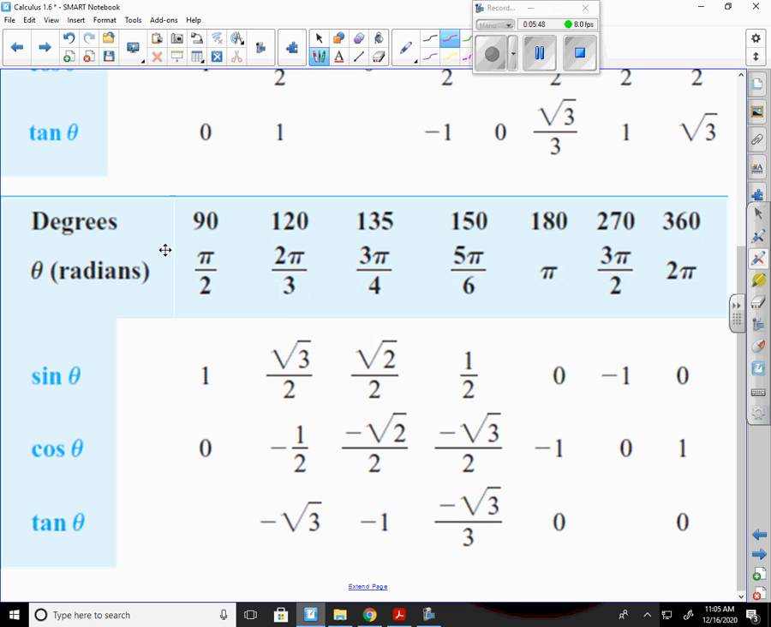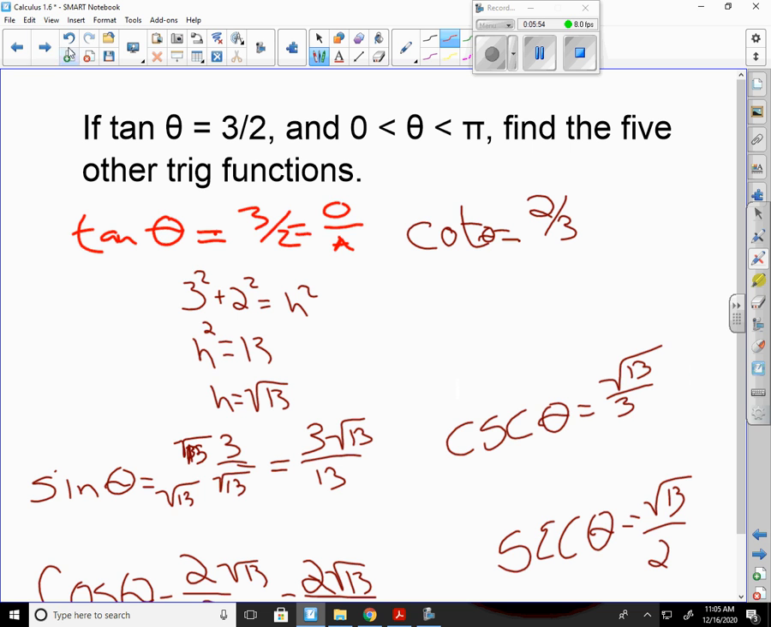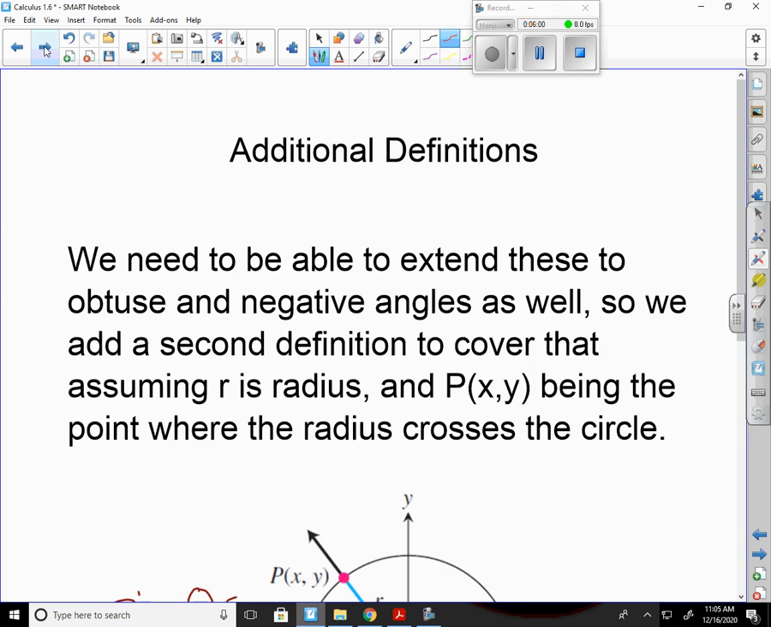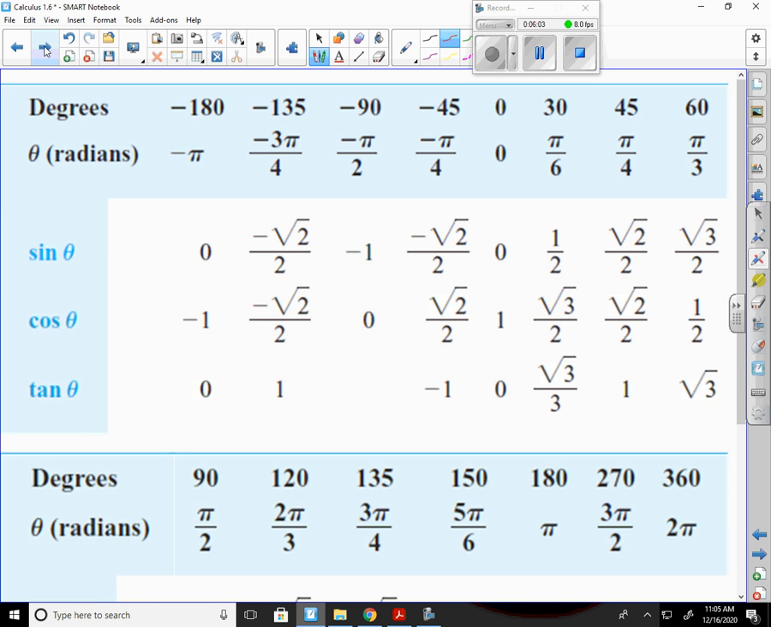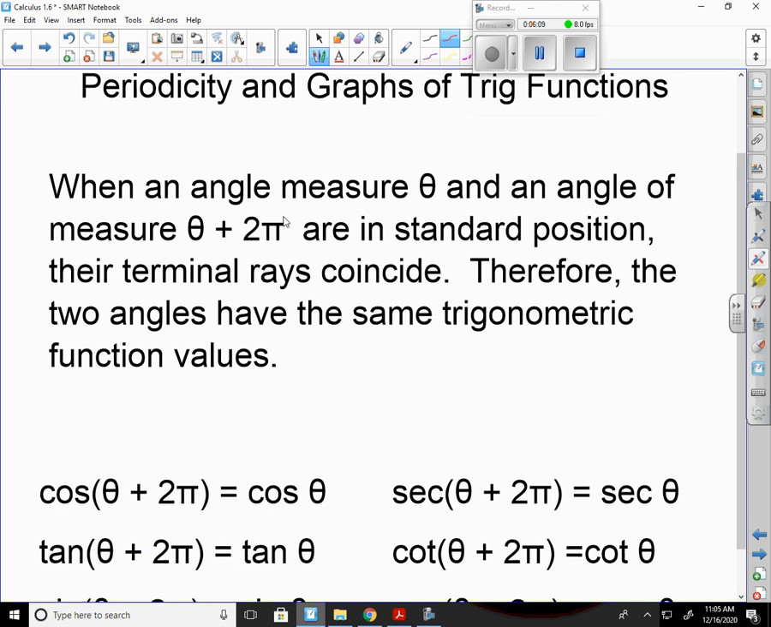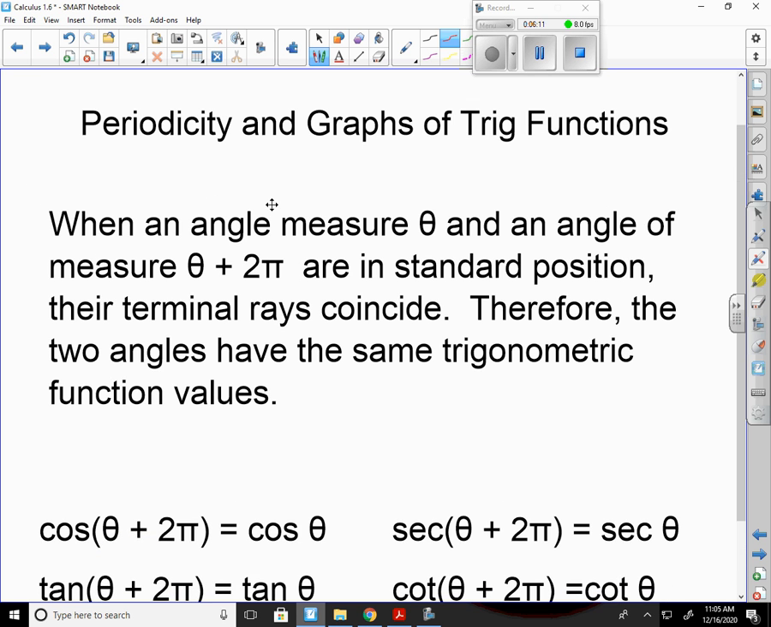Okay, we have this chart already because we copied it down at the beginning of the year when we were on chapter 0. A lot of these problems I'm going to kind of brush over because we have done them. So that's basically a lot of what we had looked at so far. Now we're going to look at periodicity and the graphs of trig functions.